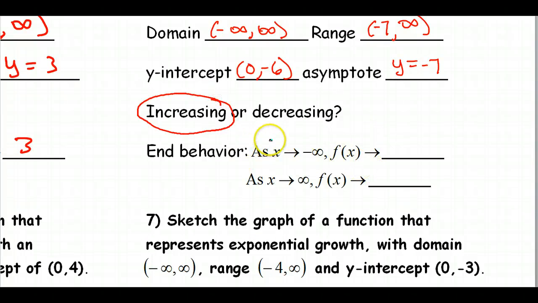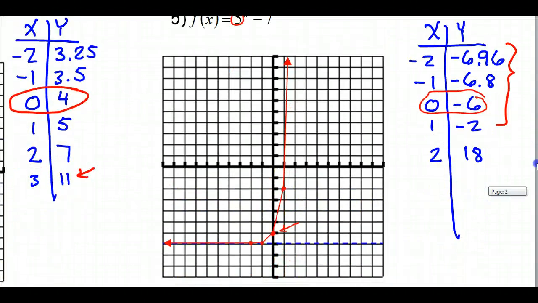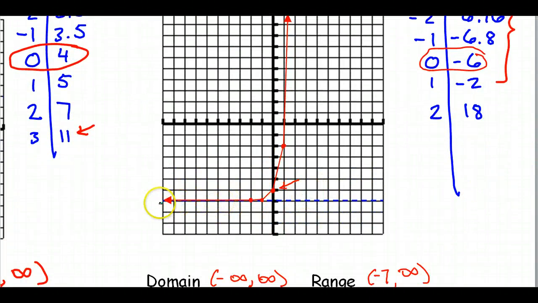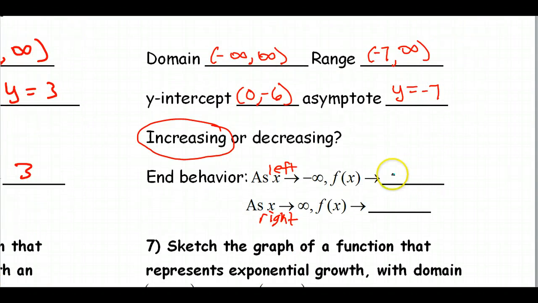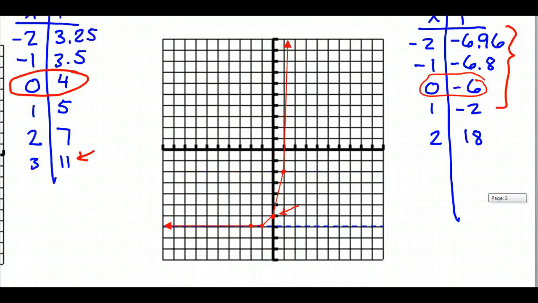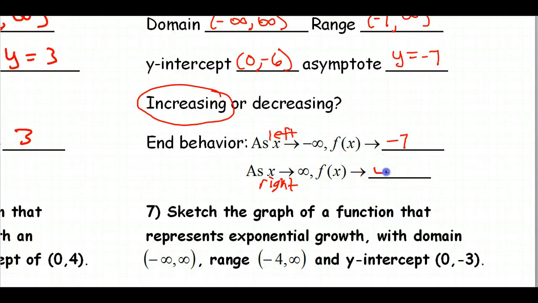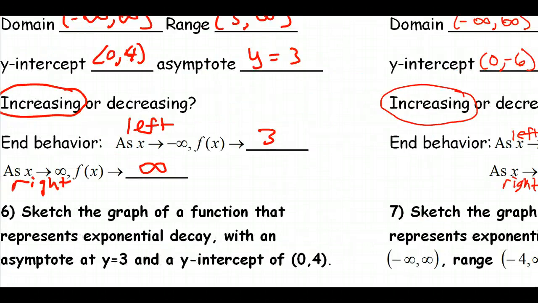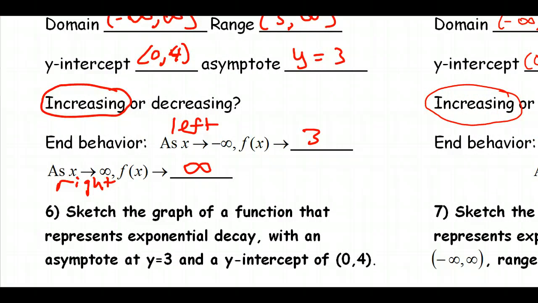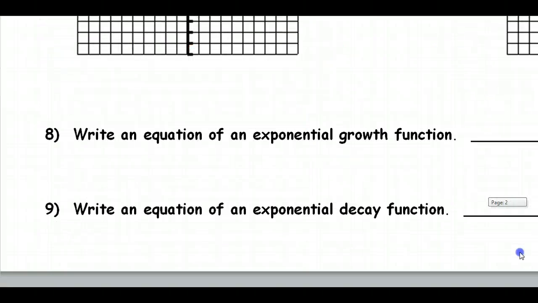End behavior. What happens on the left and what happens on the right? On the left, as we go to the left, this gets closer and closer to the asymptote, closer and closer to -7. So on the left, the function approaches -7. On the right, as we travel to the right, the graph just gets higher and higher and higher. So on the right, the function approaches positive infinity. Okay, that's the end of those guys. Now let's look at number 6 and 7. I think these are the last two.